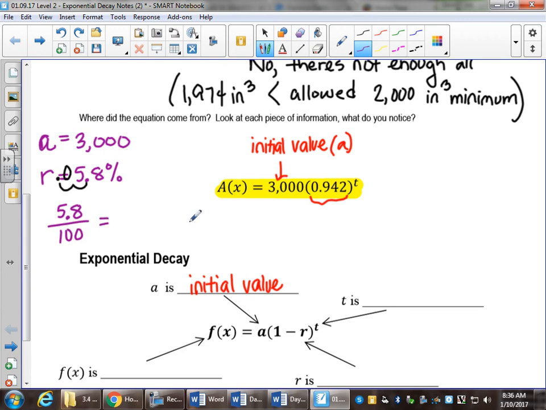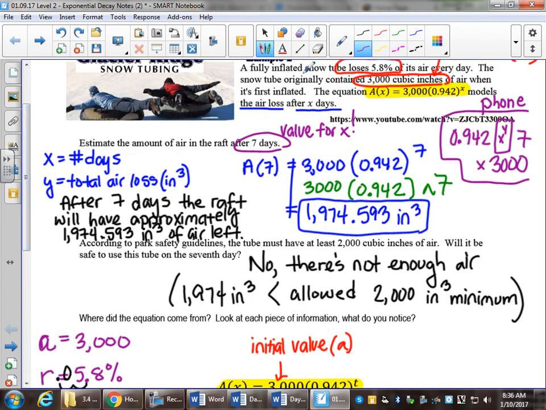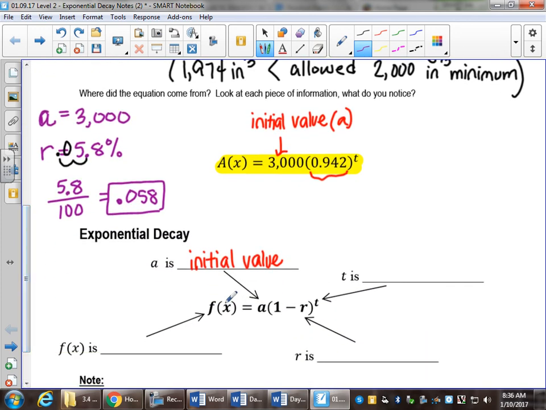Do that in your calculator. Do 5.8 divided by 100, and we'll get 0.058. And again, where did that come from? I was told in my real world problem that the snow tube is losing air at a rate of 5.8%. So two options. You can either move the decimal place twice to the left and get 0.058 or divide by 100. Either way, we have to have the decimal form.